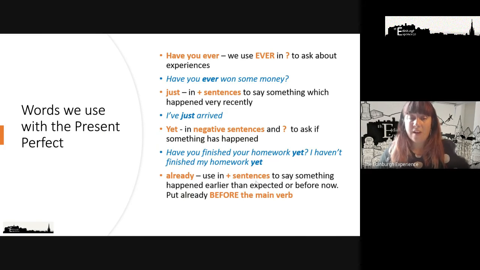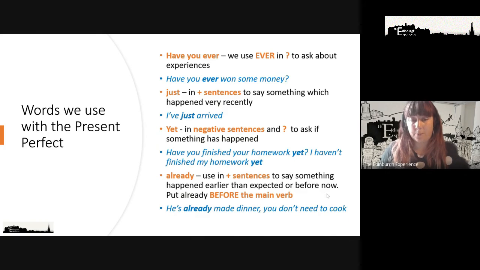And we use already in positive sentences to say that something happened earlier than expected or before now. And we put this before the main verb, okay? He's already made dinner. You don't need to cook. These are the grammar rules. If you listen to L1 speakers of English in informal conversations, you will definitely hear variations on these, okay? But if you're planning to do any English exams, follow these rules for now.